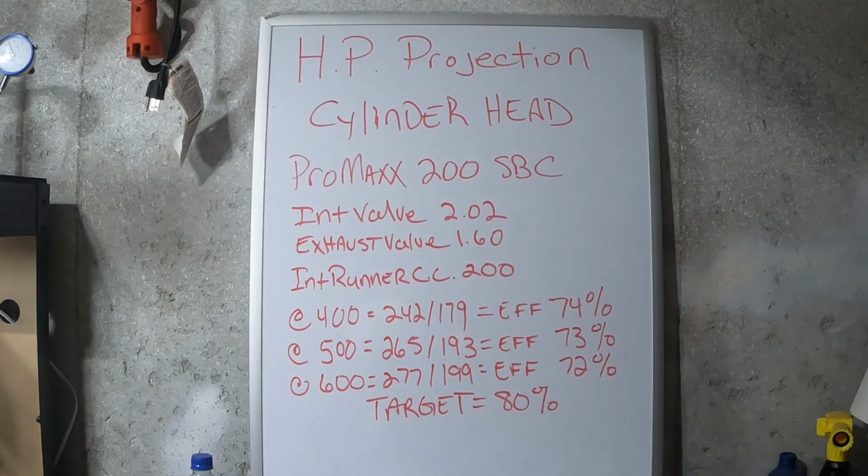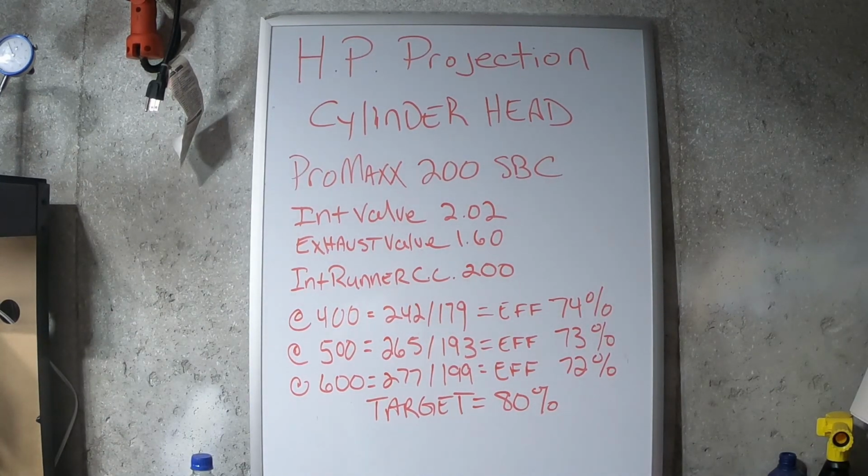Sorry, I was stabilizing the camera a little bit there. And at 0.400 inches of intake lift, they flow 242 CFM of air on the intake side, and they exhausted 179 cubic feet.